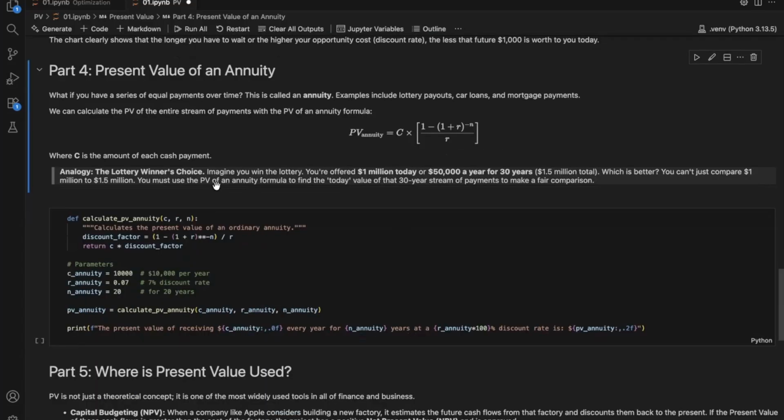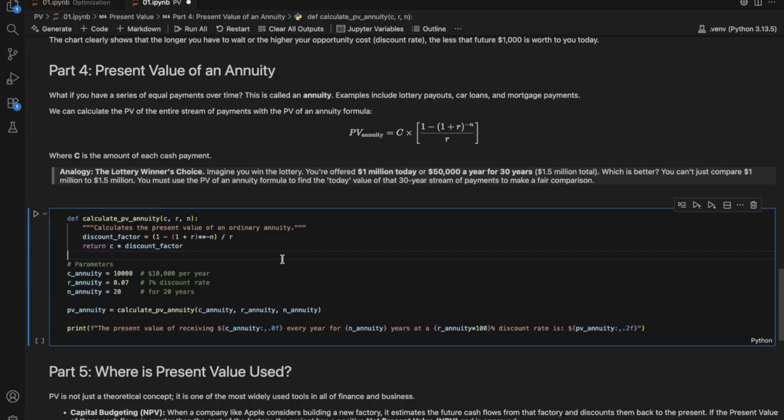Let's use the lottery winner's choice analogy. Imagine you win the lottery. They offer you $1 million in cash today, or $50,000 a year for 30 years, which totals $1.5 million. Which is the better deal? You can't just compare the raw numbers. You have to use the present value of an annuity formula to find today's value of that 30-year stream of payments. So let's run a similar example.